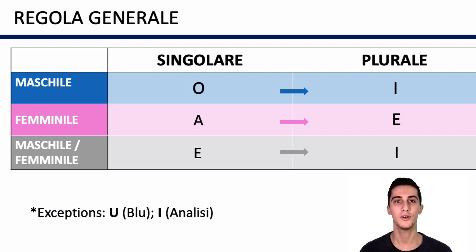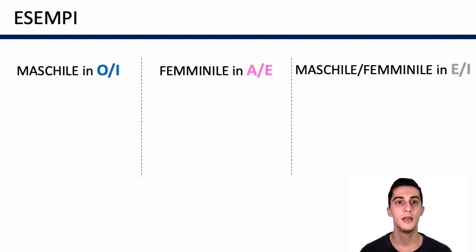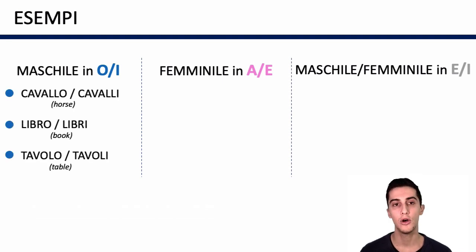So now you know the general rule, but let's put it into practice, because it might be a bit difficult to grasp. Let's see some examples. Masculine nouns, which end with O, and then in the plural form they become I. We have cavallo, cavalli, horse, horses. Libro, libri, book, books. See, from O to I. Tavolo, tavoli. Table, tables. So if you see a noun that ends with O, in your mind you will think, okay, this is masculine.